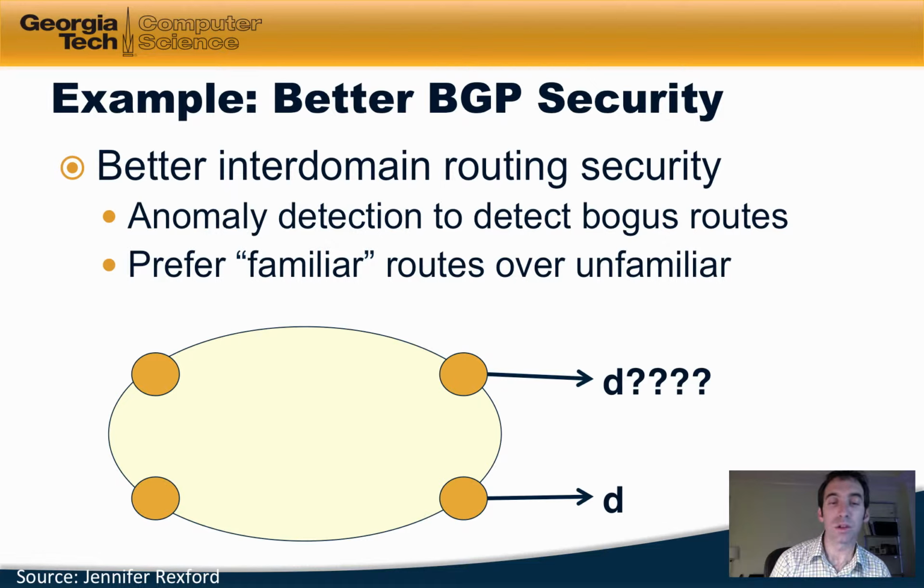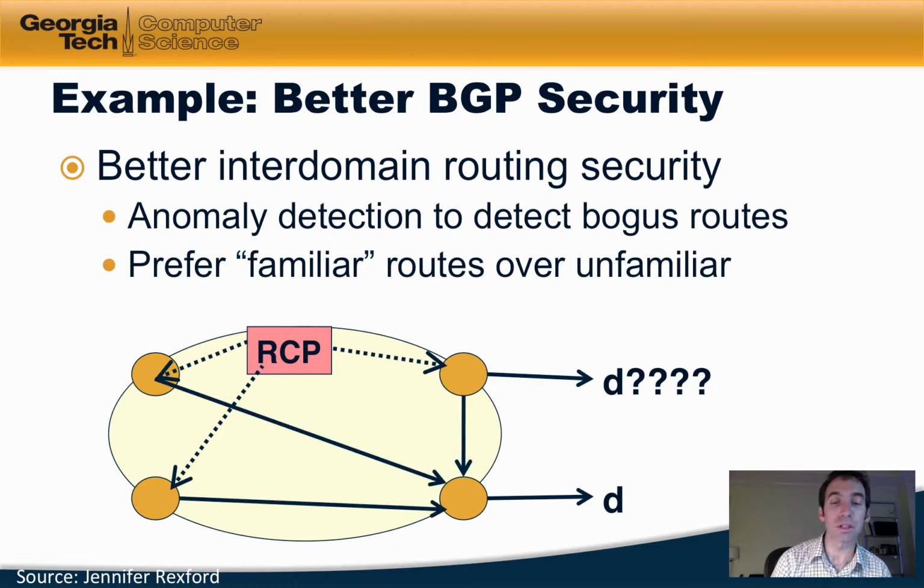So one idea might be to use an existing anomaly detection system to detect suspicious or bogus routes and to prefer familiar routes over unfamiliar routes. So if a particular autonomous system learned two routes to a destination D, one of which looked suspicious and the other which did not, the control plane, or an RCP for example, could tell the routers in that autonomous system to all prefer routing to that destination via the preferred route. By contrast, this would be very difficult to do in today's networks because there's no easy way to incorporate reputation information into the route selection process.